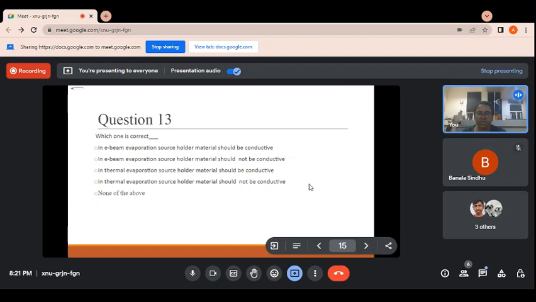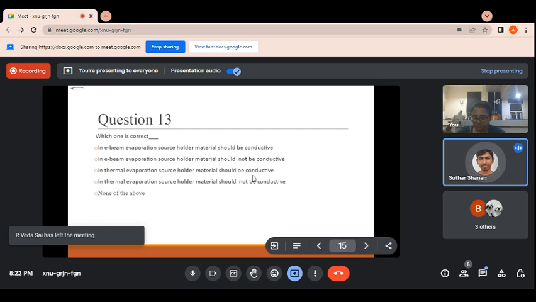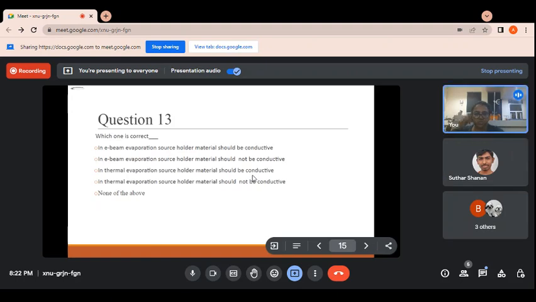And what about the third option? Third option, as you said, is thermal evaporation. The source holder material should be conductive to transfer the heat between the source and the holder. Yes. And regarding the e-beam, we are deflecting the electron beams to strike directly on the source material. We don't want the source holder to be necessarily conductive. Yes. But in thermal evaporation, we need the conductive source holder.